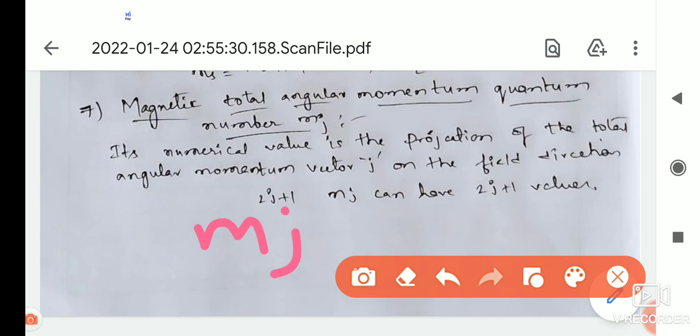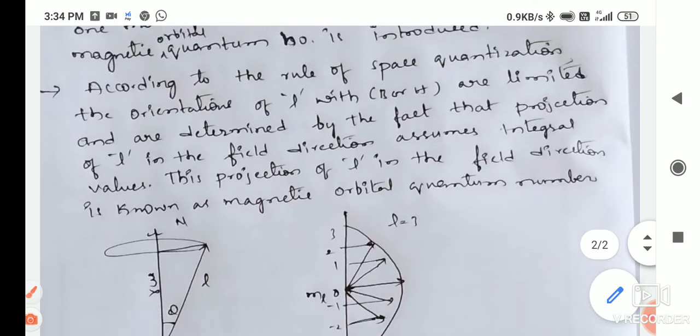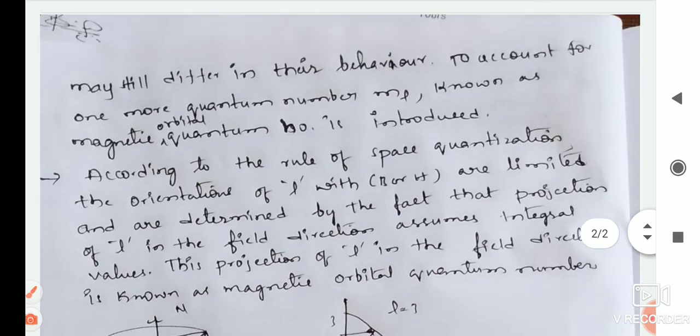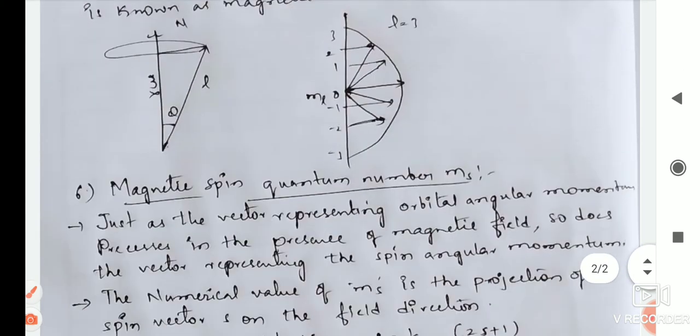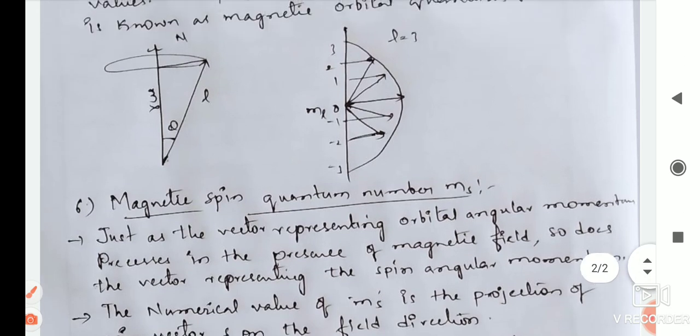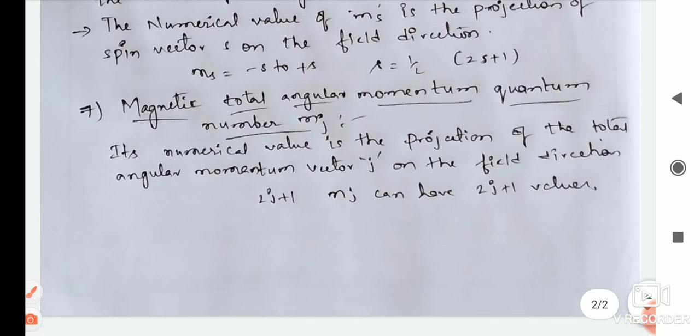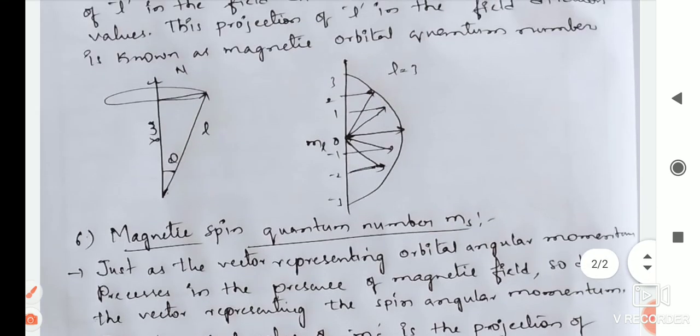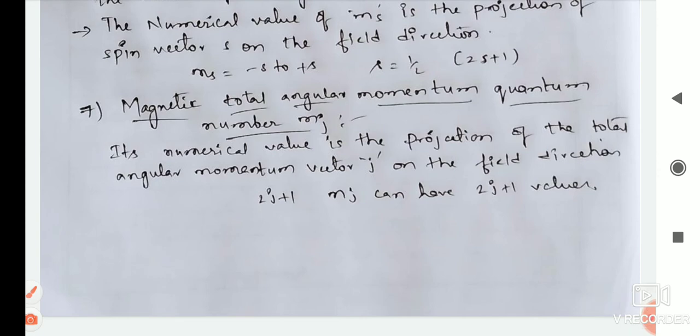Just now we saw in orbital angular momentum, the magnetic orbital quantum number, that the projection of L gives Ml, and the projection of J gives Mj here. So the numerical value is the projection of the total angular momentum vector J on the field direction, and its values are 2j plus 1. Mj can have 2j plus 1 values. If J is 1, taking 0 and plus or minus 1, that is 2 times 1 plus 1, which is 3. So we have three orientations. This is the magnetic total angular momentum quantum number.